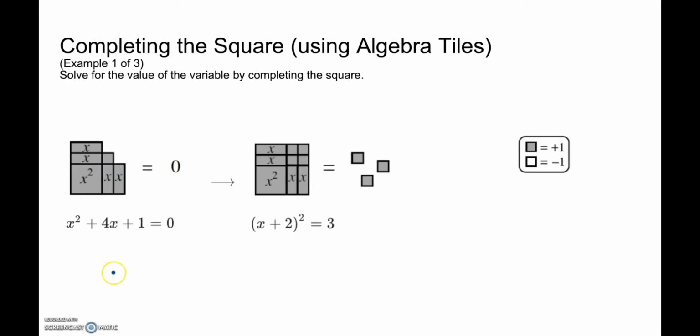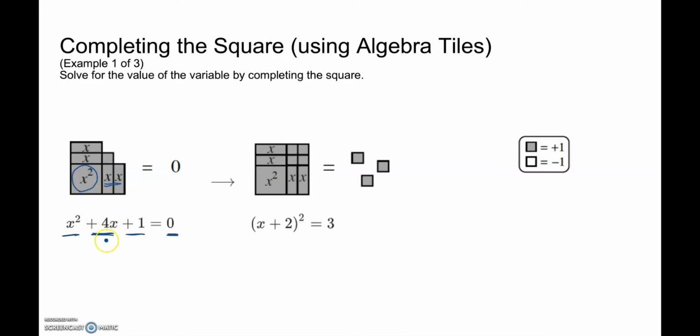In this first example, where we're going to be completing the square using algebra tiles, you can see our trinomial here: x squared plus 4x plus 1 is equal to 0. You can see those terms represented by our algebra tiles here. Our x squared term goes right here. Our plus 4x is split up into halves.